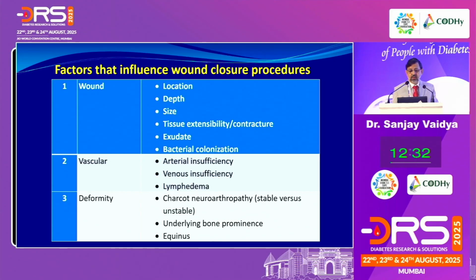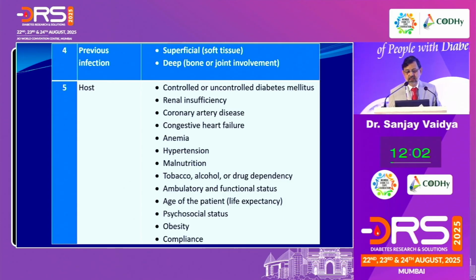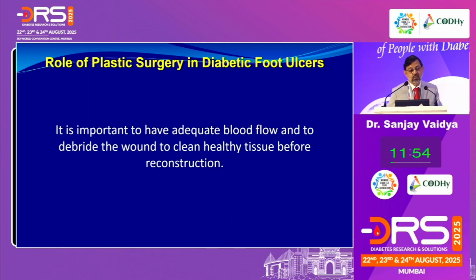So, whenever we are talking about wound closure procedures, first, as a plastic surgeon, we have to look at the kind of wound we are looking at: location, depth, size. Then, of course, look at the vascularity, which is very important. If there is a PVD, if there is a varicosity. Then also look at deformities like Charcot, and whether there is an infection, superficial or deep, in which case we can't obviously go ahead with plastic surgical procedures unless we control the infection. And then, of course, host-related factors like a patient of CKD and other problems, coronary artery disease, or a patient having vasculitis. So all those factors we have to take into account.